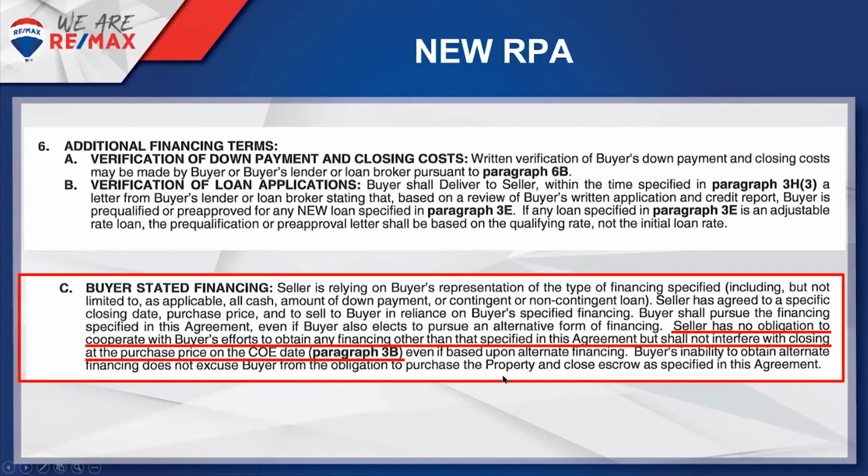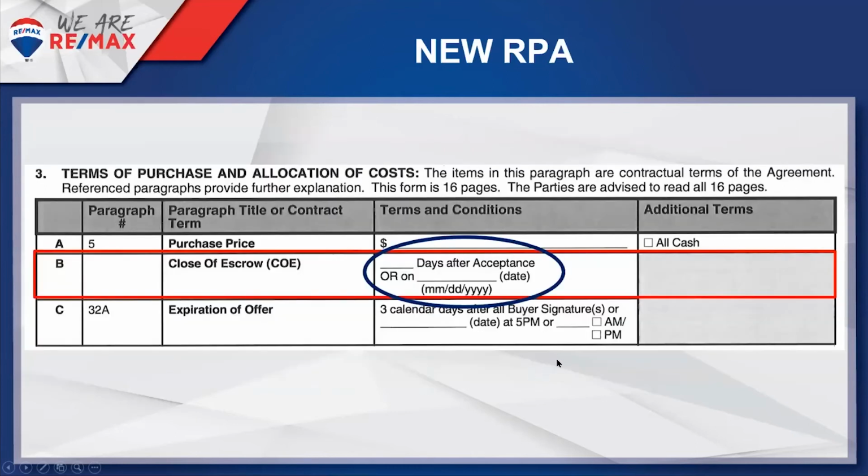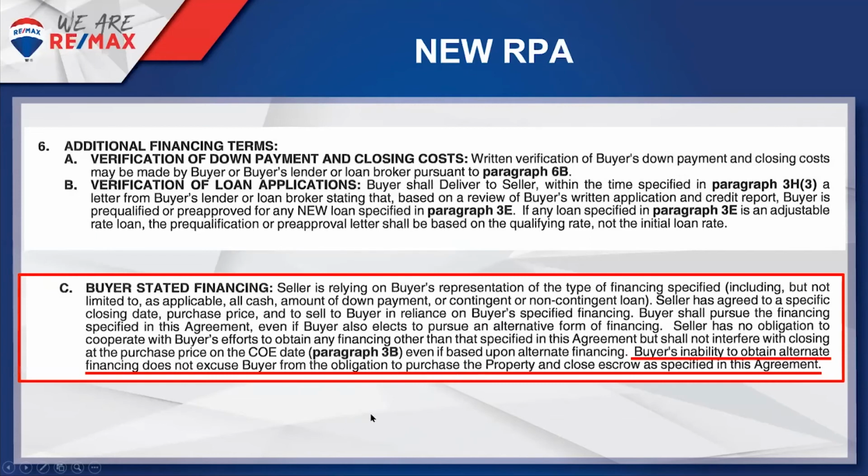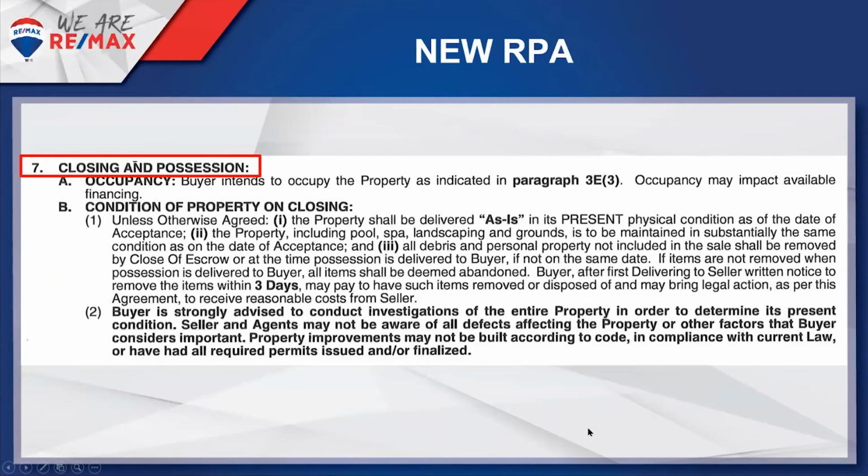The contract actually says that you won't get away with that if you're the seller, as long as you close on time. And when do you close? That's specified in paragraph 3B. And so the buyer's inability to get an alternative financing that they've come up with that's not part of the contract will not be an excuse for the buyer not to close escrow as specified in the agreement. Okay, I think I'm going to end it here.